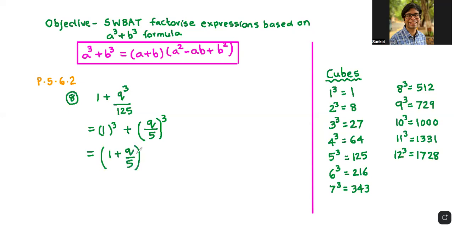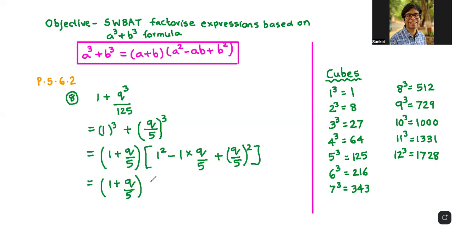I'm going to keep my formula in front of me always. So 1 square minus 1 multiplied by q upon 5 plus q upon 5 whole square. That is 1 plus q upon 5, 1 minus q upon 5 plus q square upon 25. I hope this is clear.